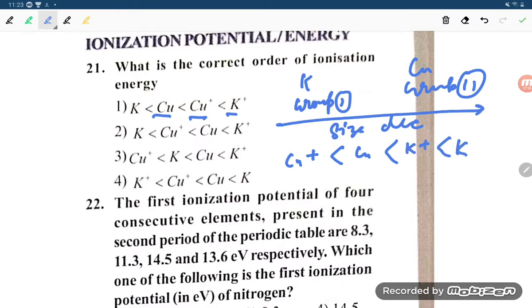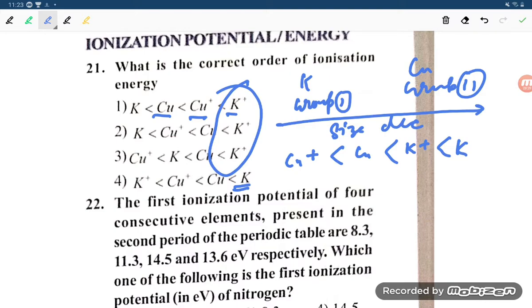Okay, so which is the correct option? You can check it out. K is the correct order. Largest radii, if you see, that is potassium, largest radii. Then they are saying copper is coming, then K plus. Wherever K plus, these three options are completely, absolutely wrong, student.